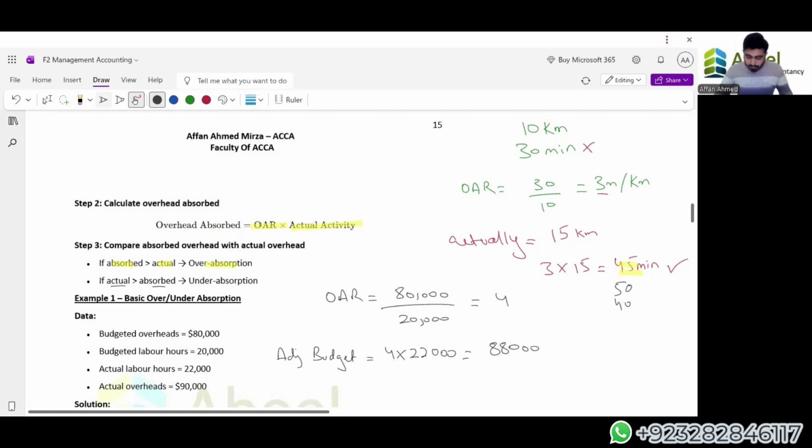Now I will compare it with the actual position. The actual position says that we have 90,000 as my cost. If I have 90,000 as my cost, that means my budget was lower than my actual position. It is a position of under absorption. By how much? It is 2,000 under.